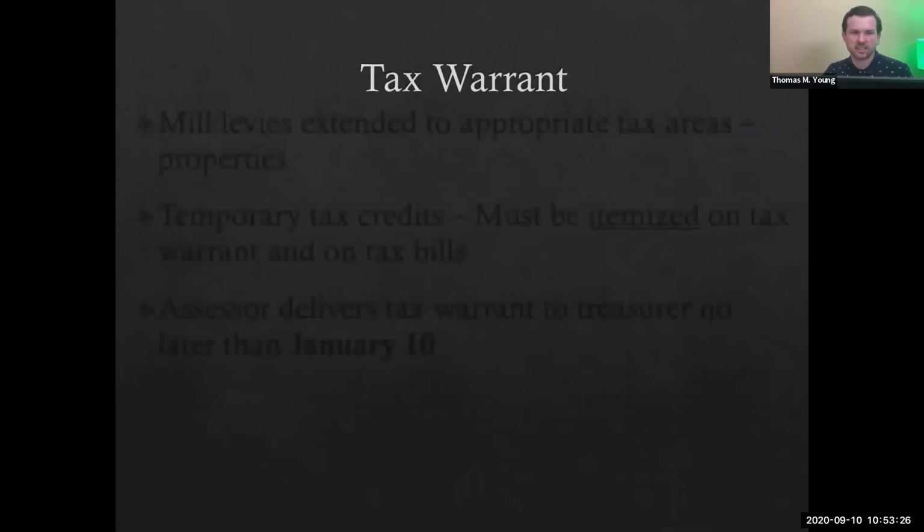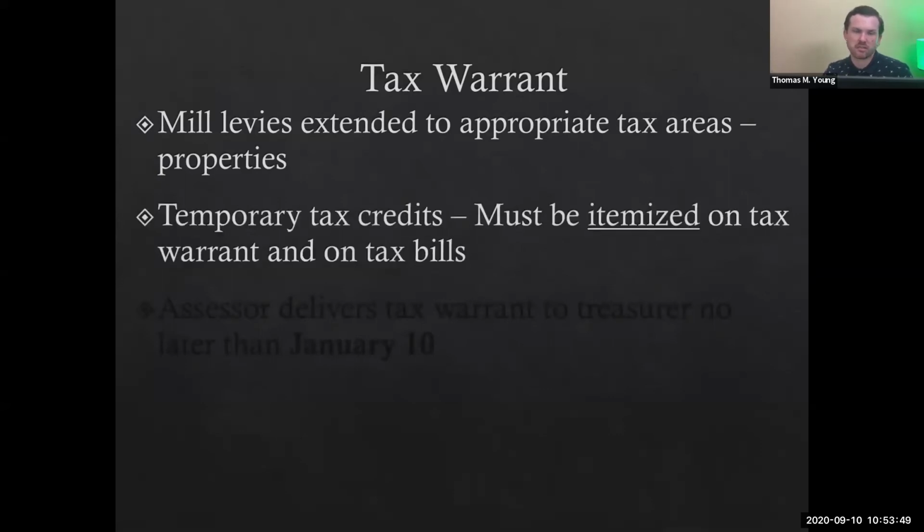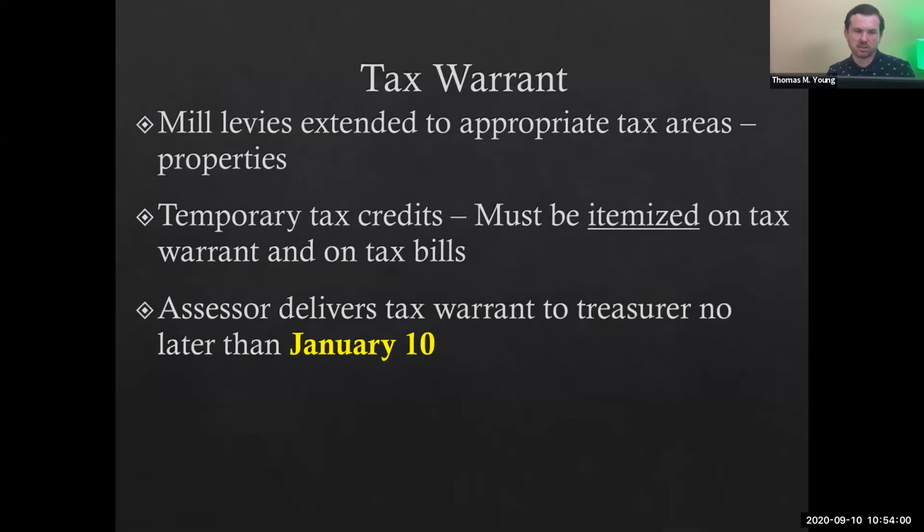Okay, and then the tax warrant. The assessor is going to receive information about every entity, and they're going to take the mill levy and extend it across the assessment roll to tax every appropriate tax area with the right mill levies. When the property owners start receiving their tax bills, any temporary tax credits have to be itemized on the tax warrant and on those bills. And that tax warrant is due to the treasurer no later than January 10th. And it has statutory language that says the assessor shall so command the treasurer to collect these taxes. And that warrant is the authority for the treasurer to collect those taxes and make people pay.